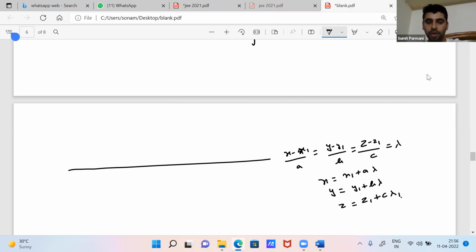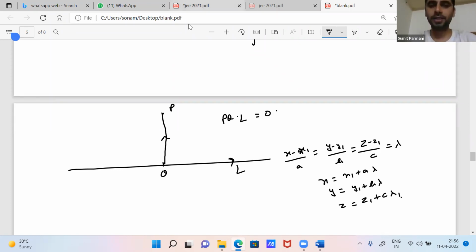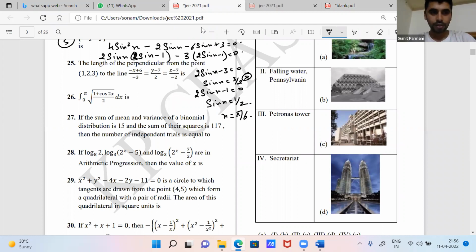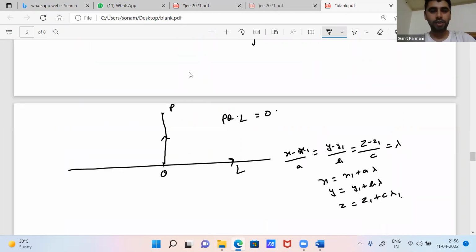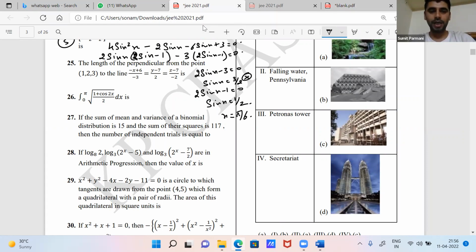Okay, so this is a general point on this line. And another point P is given. So make a vector PQ. Now see, PQ and L are perpendicular. So PQ dot L is equals to 0. Now I'm writing the section. The point is given 1, 2, 3. And the line is given.